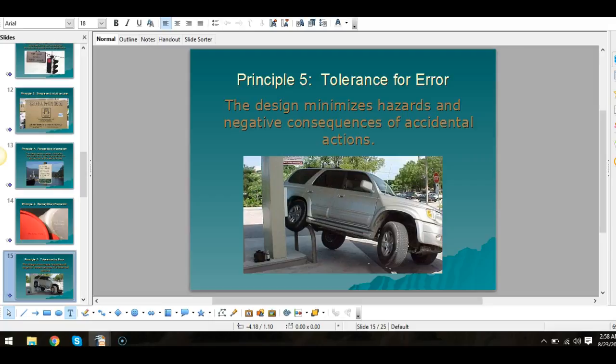Principle 5 is tolerance for error. If we make an error by accident, we should have some way to fix it. So the design minimizes hazards and negative consequences of accidental actions. There's a picture of a car that just got on top of this big bar at a gas station.